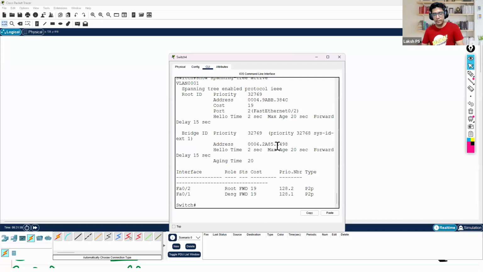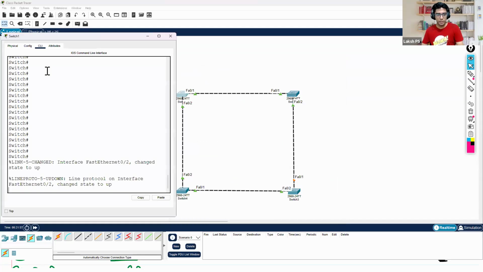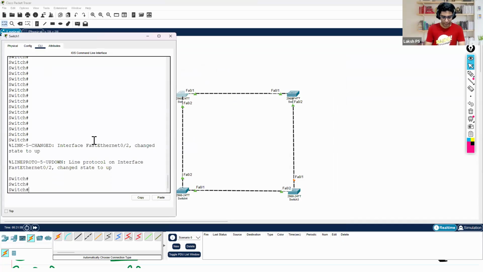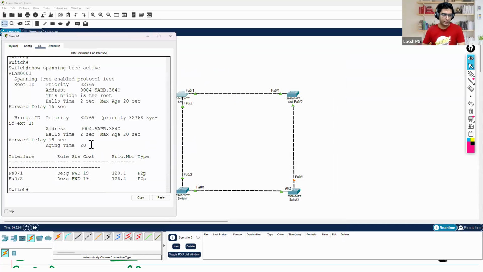Okay, you can clearly see switch 4 is a non-root switch because it has a root port. Okay, switch number 1, again, let's do a show spanning tree. It does not have any root port. All the ports are designated ports. That is why it's a root switch.